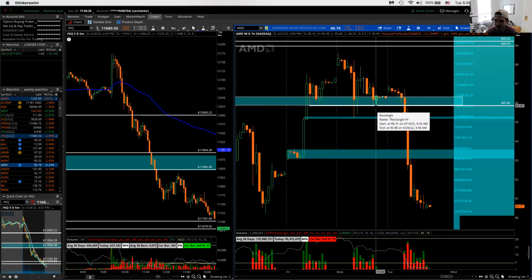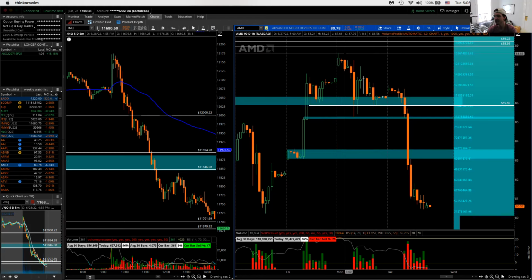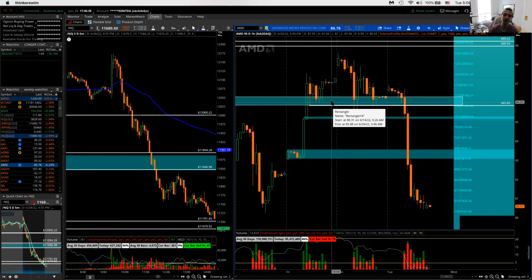Right. Now we know the demand zone and the supply zone, which is overhead. It was actually above here. Not interested in the supply zone here. As we break the demand zone, we're expecting a large move to the downside.